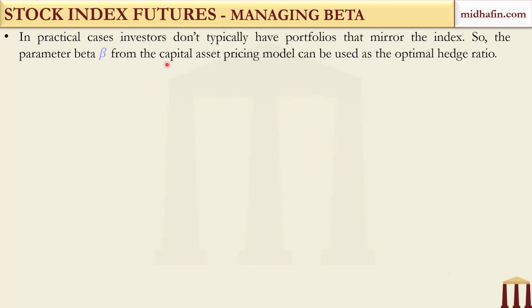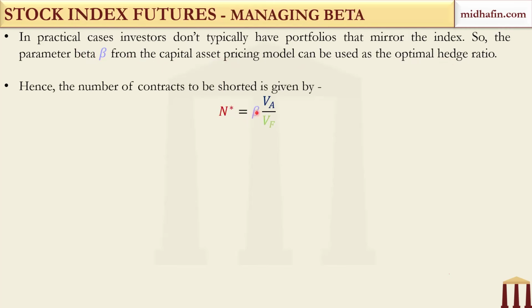Okay, but practically, investors don't have portfolios that mirror the index. In that case, the optimal hedge ratio is going to be beta from the capital asset pricing model. And then you have the same formula. N star is equal to beta times VA divided by VF.